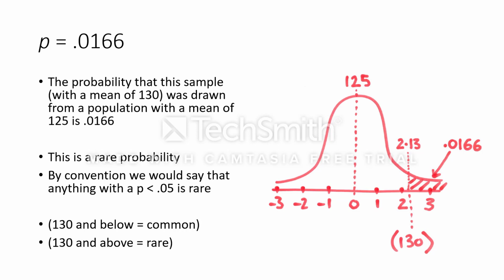By convention we would say that anything with a p of less than 0.05 is quite rare, and here we've got a probability score of 0.0166, so we would say that getting a sample with a score of 130 would be quite unusual if we were drawing it from the true normal population. Because we gave ginkgo biloba to the participants in the study, we're going to make the logical leap to say that it was the ginkgo biloba that has increased this score to make it an unusually high score for that population.